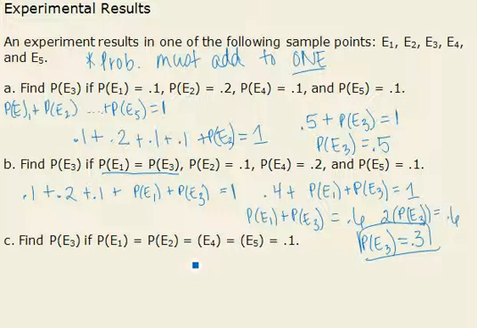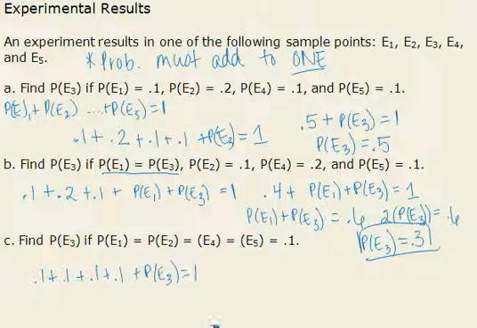And our final question here, find the probability of E3 if the probabilities of E1, E2, E4, and E5 are all 0.1. Well, that means we have 0.1 plus 0.1 plus 0.1 plus 0.1 plus the probability of E3 has to equal 1. Well, that's 0.4 plus the probability of E3 equals 1. Subtract 0.4 from both sides. I see the probability of E3 equals 0.6.